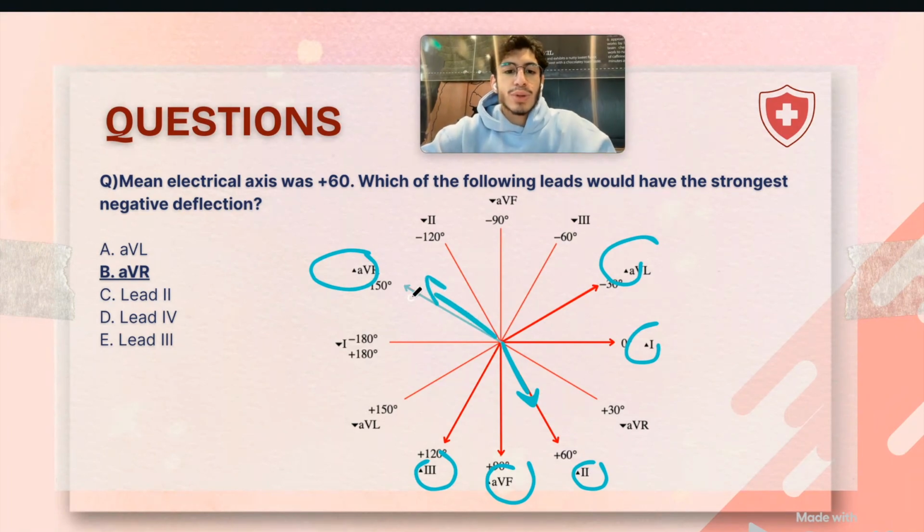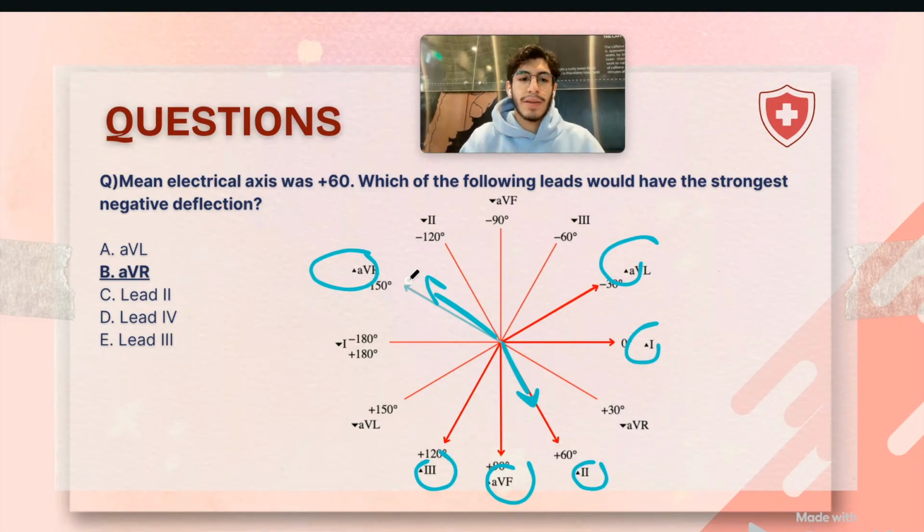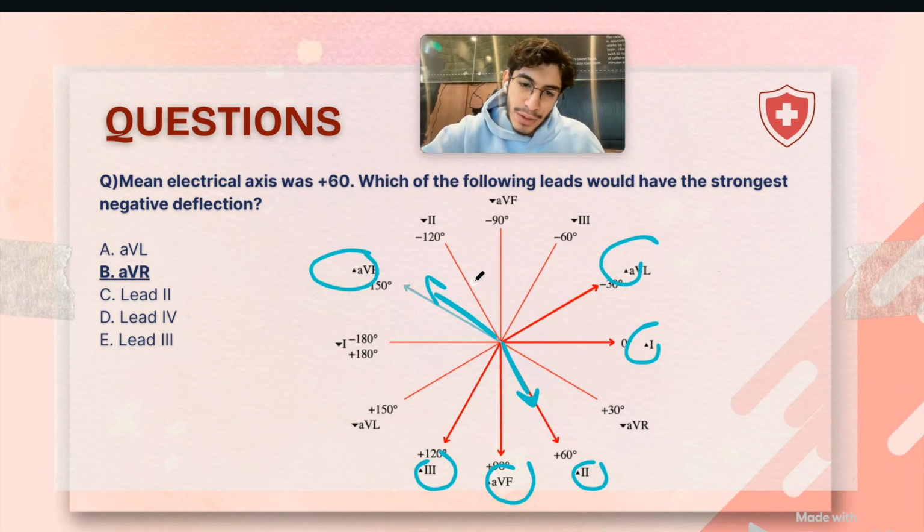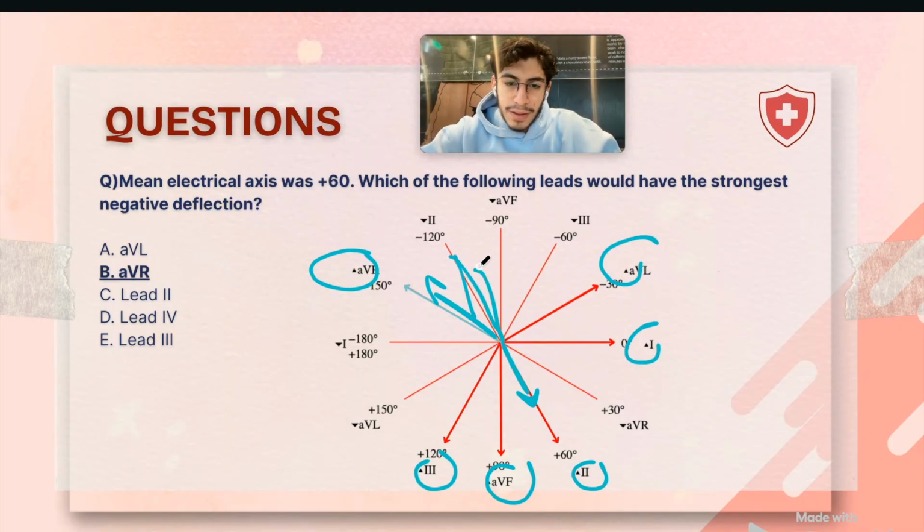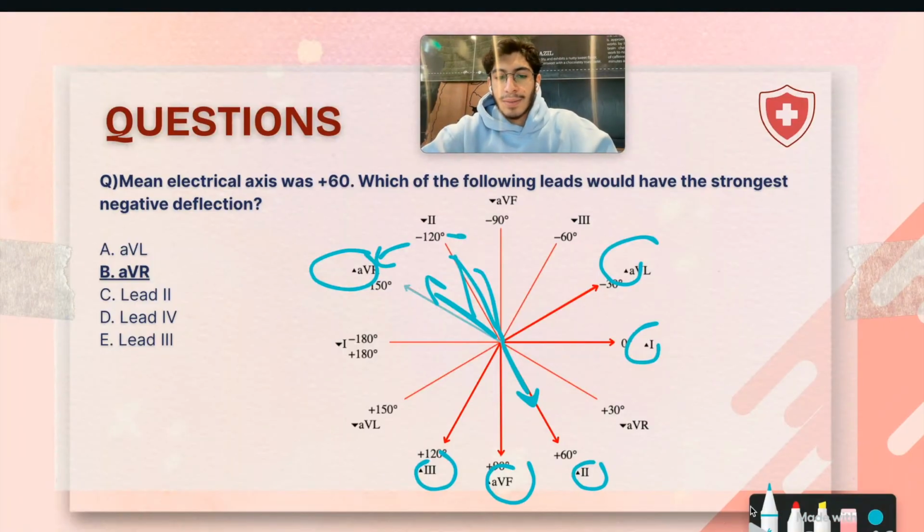So it would be the most negative because this is where it points. We want to look at the lead that's the most negative, and this is what we see here. Positive 60, right? If we continue this arrow, it would be like this. This side is the negative side. So the closest one is AVR, okay? That's the answer.